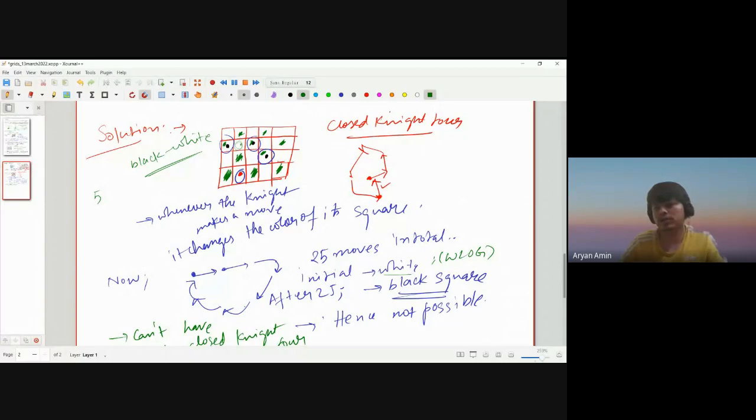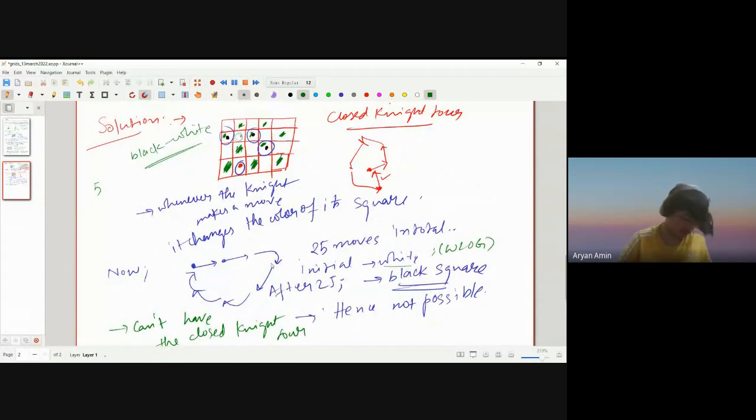It's like after 25 moves, it is supposed to return to its initial position, right? Every move you're visiting a new cell, so after 24 moves, you are supposed to have visited the last unvisited cell. Okay. So when you are making the 25th move, you must return to the original cell. Now, suppose the original cell was white, but you now see that after 25 moves, it should be black according to our coloring. So that is it. Any questions regarding this? Any more?